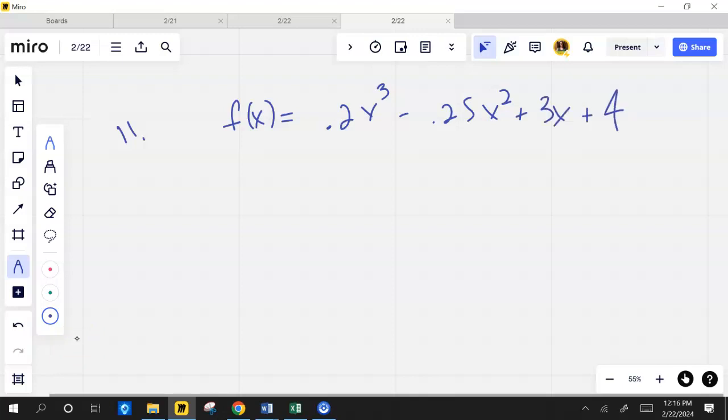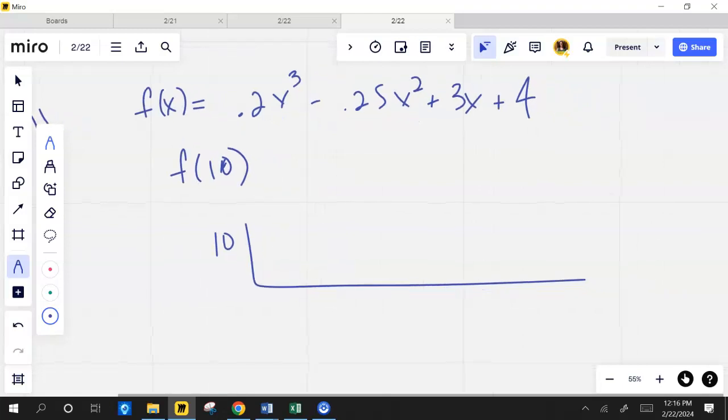So for this one, it says X represents the number of years since the baseball card was issued. Use the remainder theorem to find the value of the card in 1999. So that means what I'm really looking for is f of 10. And it says to use remainder theorem, which means I'm going to put 10 on the outside, divide, and then take the remainder as the answer. No, it's positive.